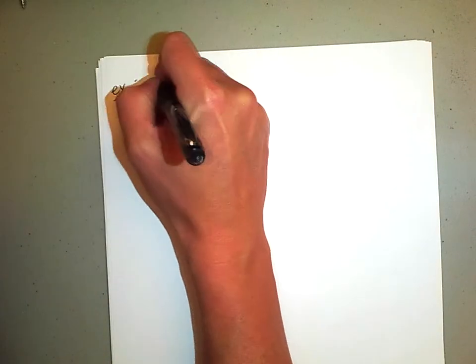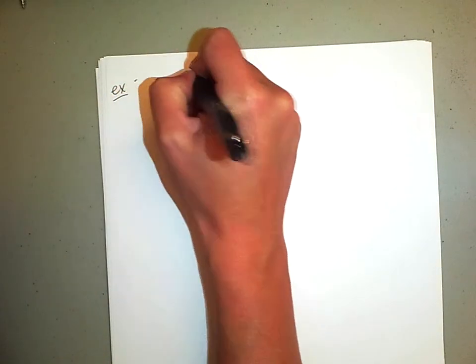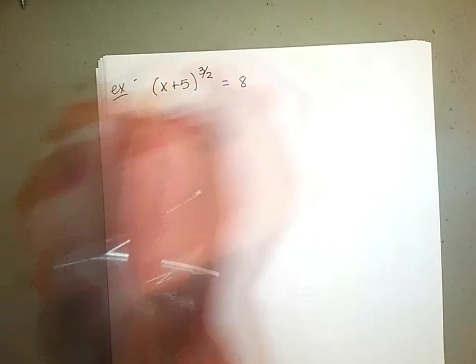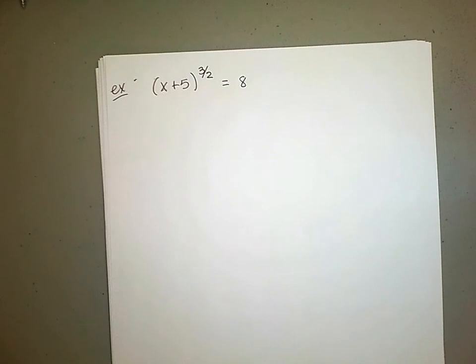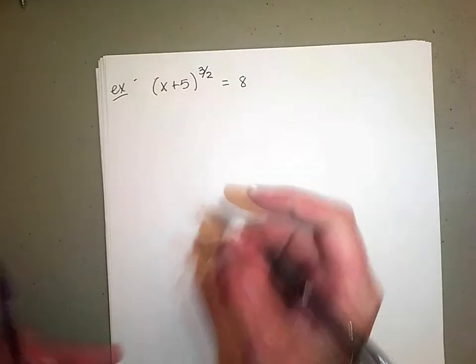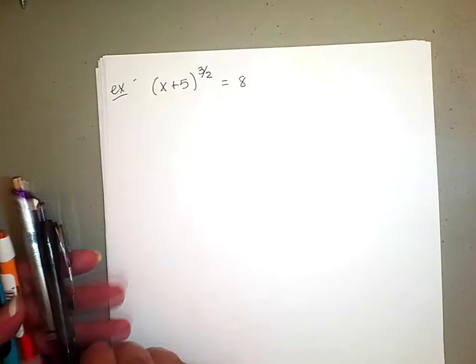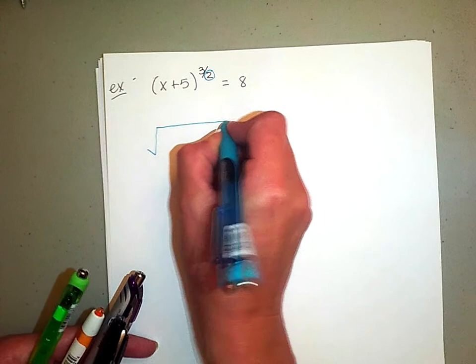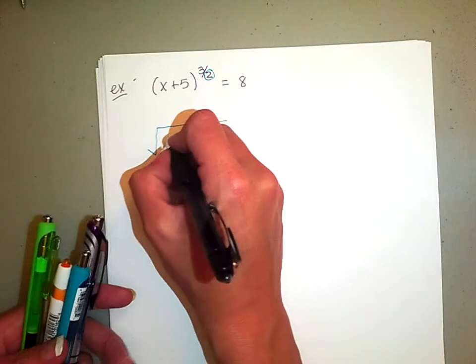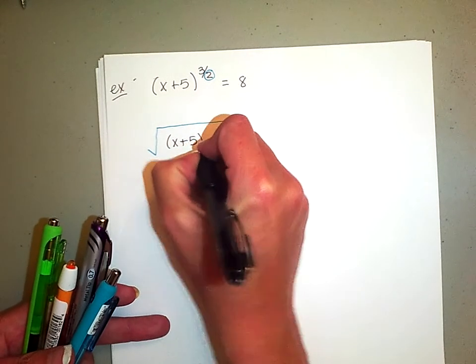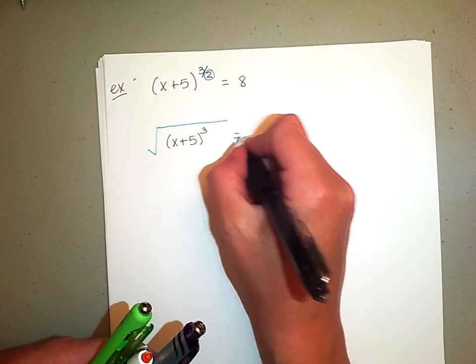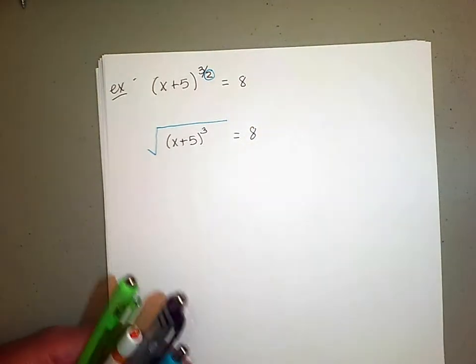Now, for example, let's do the quantity x plus 5 to the 3 halves power is equal to 8. I'll want to rewrite this in radical form so I know what I'm looking at. And so I'm taking the square root. So we want to take the square root of the quantity x plus 5, and we'll leave the cubing there. And that is equal to 8.